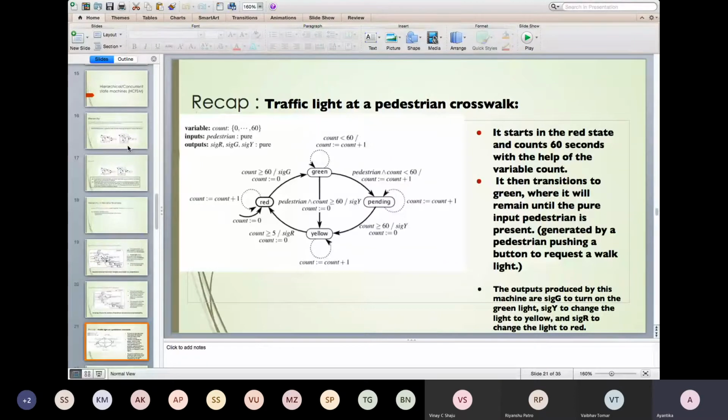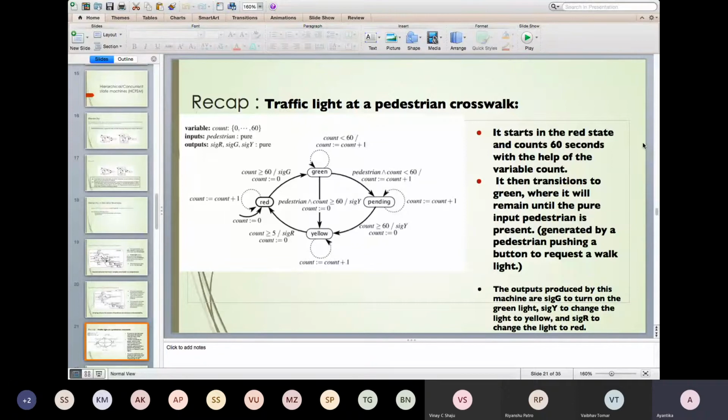Now let's go through it once again, and from here we will get the notion of why concurrency is also important in our design. So let's start with this modeling. What are my specifications?